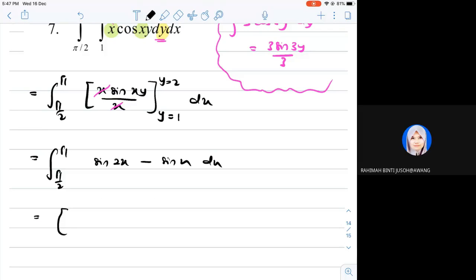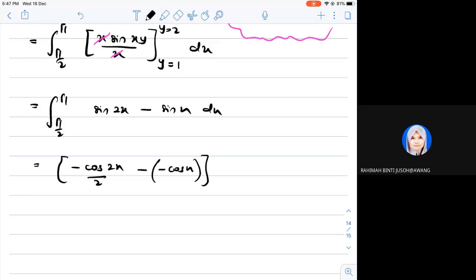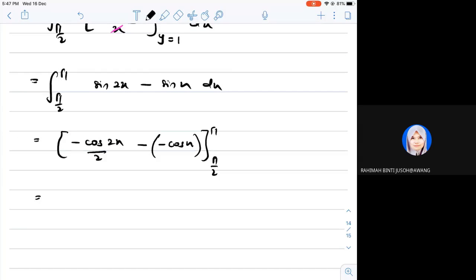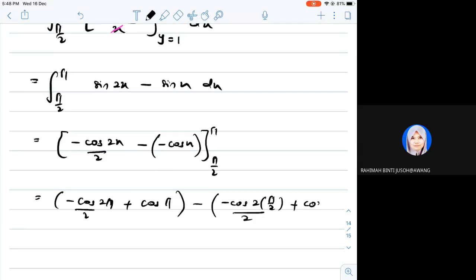Negative cos 2x over 2, and then minus negative cos x like this. Okay, substitute pi over 2 and pi. So we will have negative cos 2 pi divided by 2, minus becomes plus cos pi, minus negative cos 2 times pi over 2 divided by 2, minus becomes plus cos pi over 2.